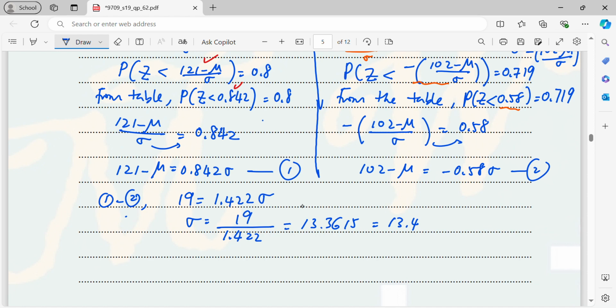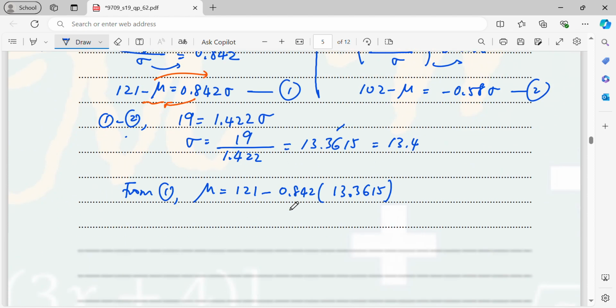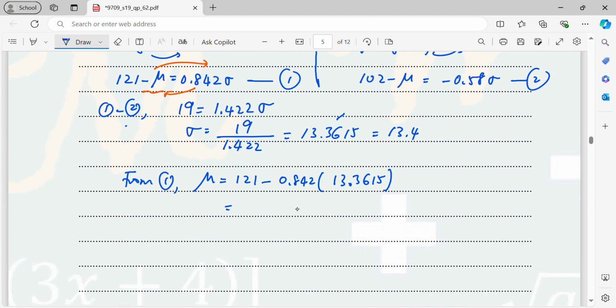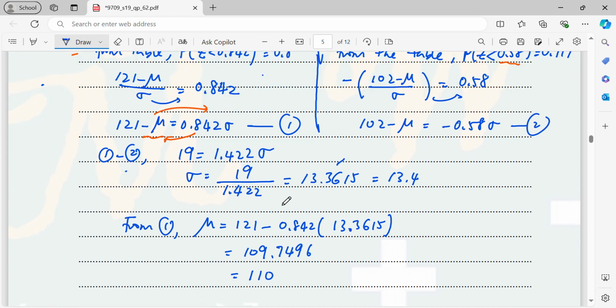Now to find mu, you can substitute into the first or second equation because both have mu, but I will substitute into the first equation. So to get mu from the first equation, this minus mu will be moved to the right side and 0.842 sigma will be moved to the left side. So it becomes minus. That means now I will be getting mu equals 121 minus 0.842 times sigma, which will be replaced by the value 13.3615. I wouldn't say this is the actual value, I would say it is a value with more decimal places. Then my mu will be more accurate. Then here it is going to be 109.7496. And now I round to three significant figures, that is going to be 110. That is my mu and sigma.